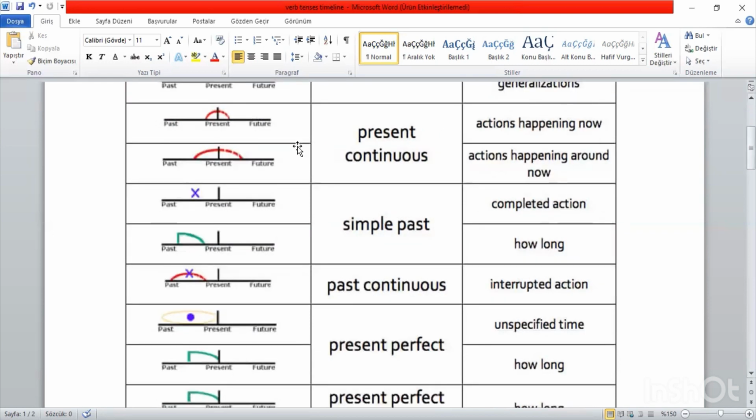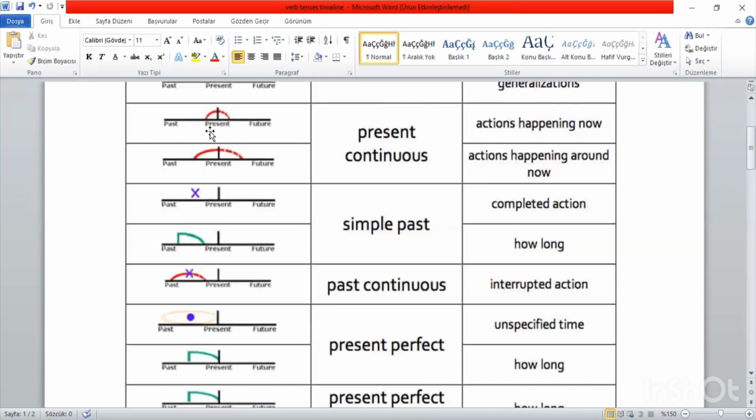Again, you can see the timeline here. So the timeline has limited place. You can see the timeline has limited usage. So it means that we don't use present continuous tense for generalizations or for repeated actions like present simple tense.